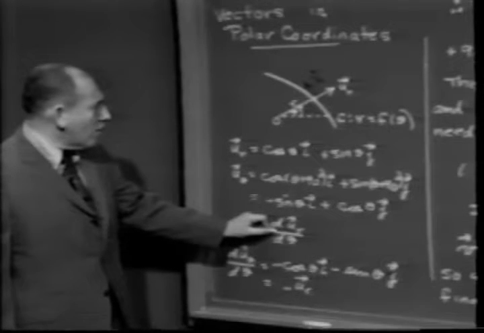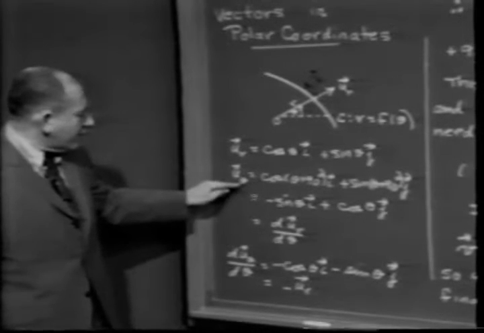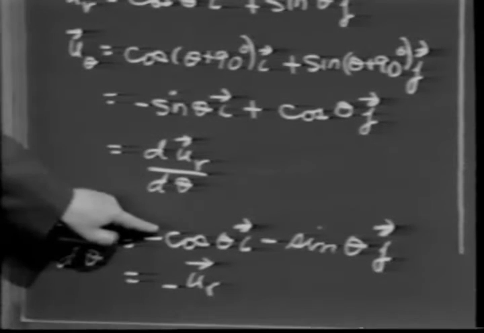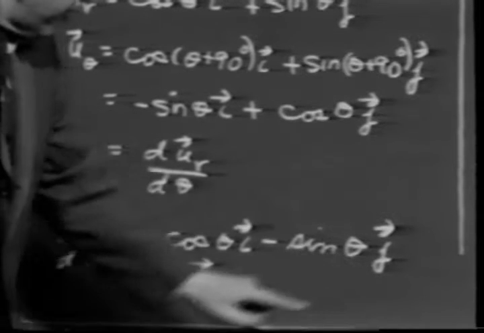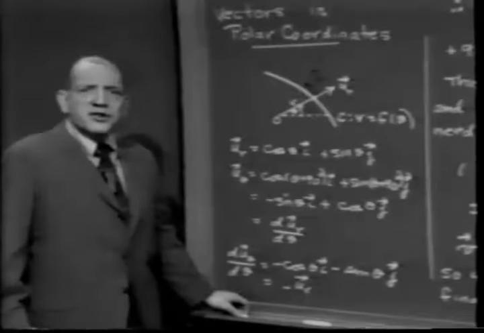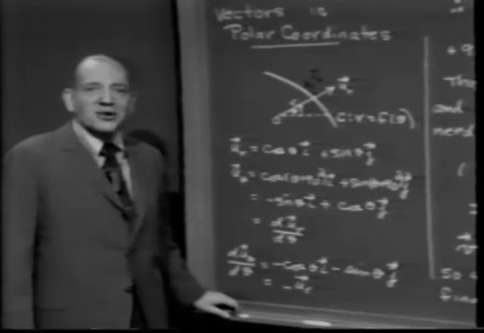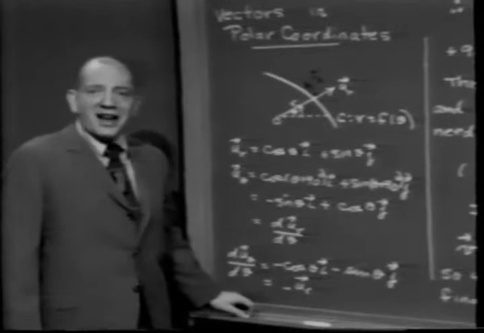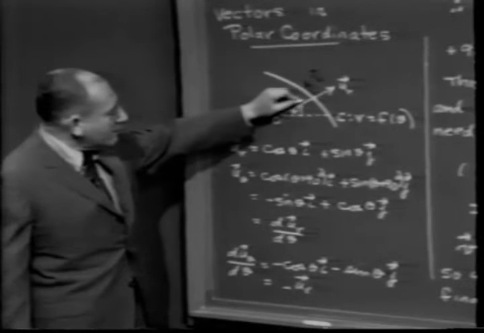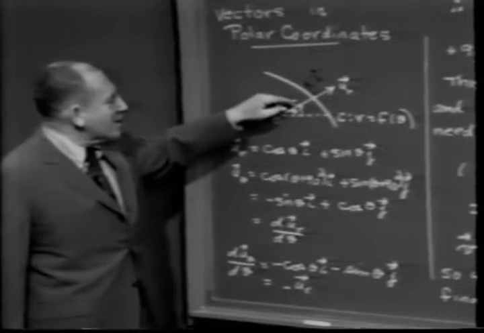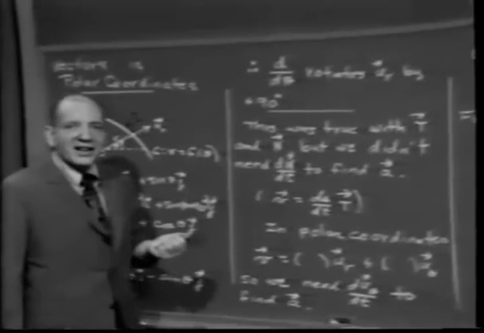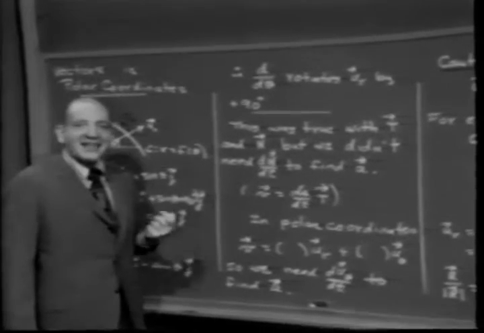And by the way, going one step further, if we now differentiate u sub theta with respect to theta, we get minus cosine theta i minus sine theta j, which is just minus u sub r. In other words, if you differentiate u sub r with respect to theta once, you get u sub theta, just as we should. If you differentiate a second time, you get minus u sub r, and therefore it appears that the operation of differentiating with respect to theta rotates u sub r by 90 degrees.